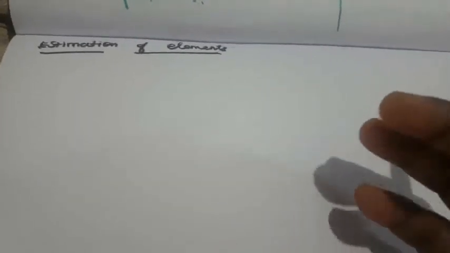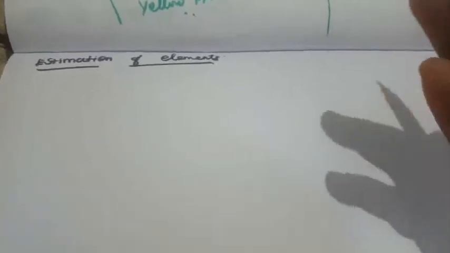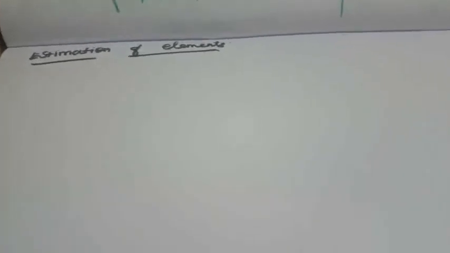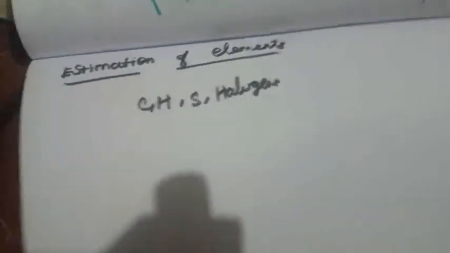So estimation means how much amount of the element is present. What we have seen so far is whether the element is present in the compound or not: if nitrogen is present this color will come, if sulfur is present this color will come. Now estimation means, since it is present, how much of it is present. So that is called estimation of elements. Here in this chapter we are going to learn the estimation of carbon, hydrogen, sulfur and halogens.